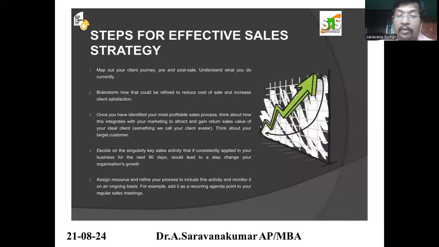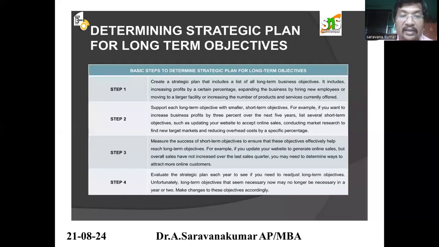Once you have identified your most profitable sales process, think about how this integrates with your marketing to attract and gain return sales value of your ideal client, something we call your client avatar. Think about your target customer. Decide on the single key sales activity that, if consistently applied in your business for the next 90 days, would lead to a step change in your organization's growth. Assign resource and refine your process to include this activity and monitor it on an ongoing basis. For example, add it as a recurring agenda point to your regular sales meetings. So these are the steps for an effective sales strategy.